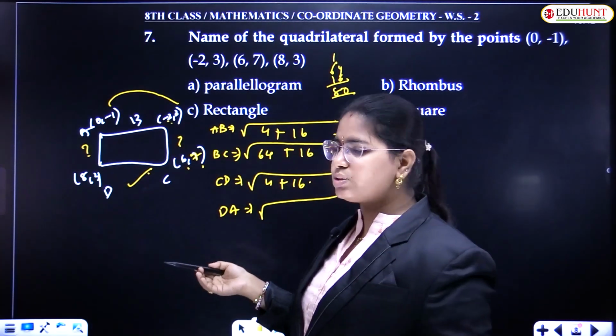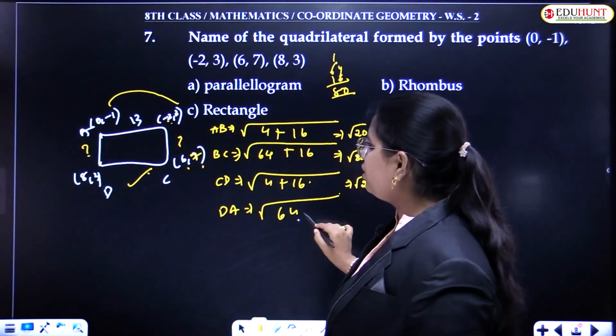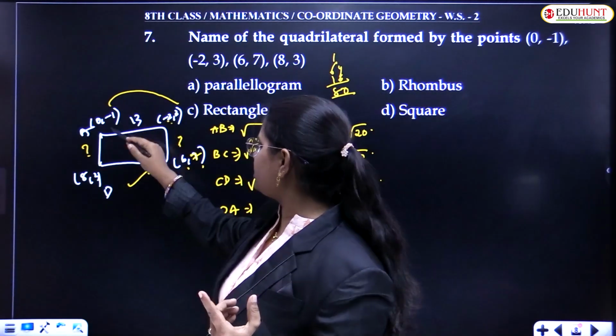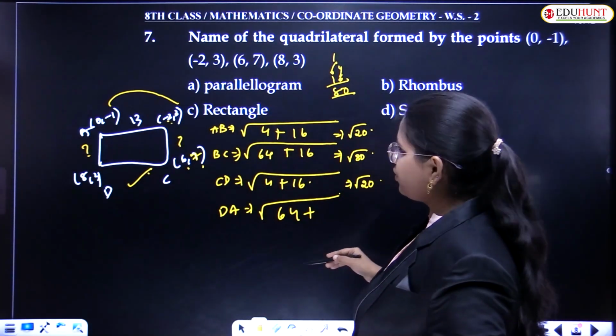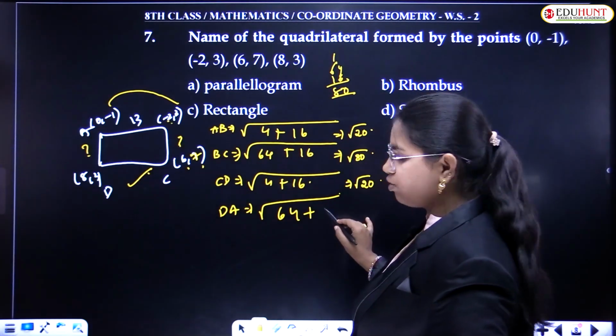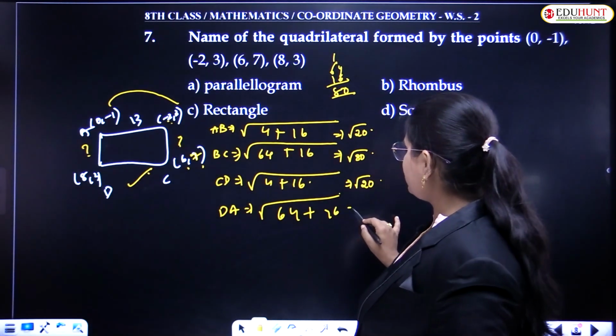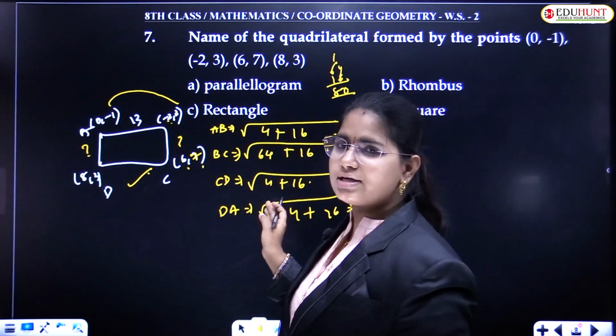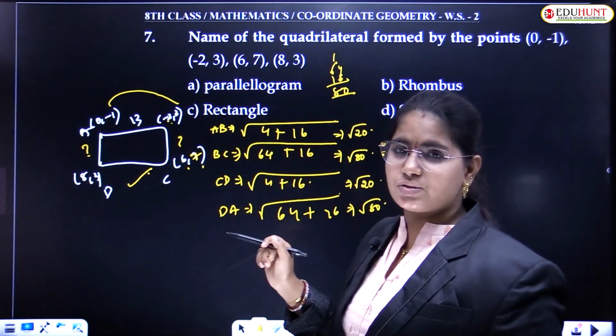8 minus 0 whole square is as usual 64. And 3 minus of minus 1 is plus 1, so 3 plus 1 is 4. 4 square is 16, which is root 80 as usual again. So opposite sides are getting parallel and equal in this question too.